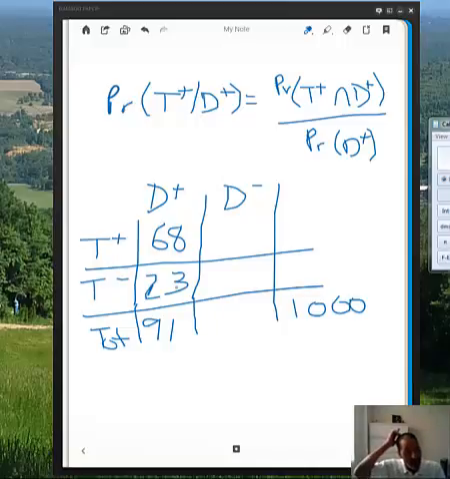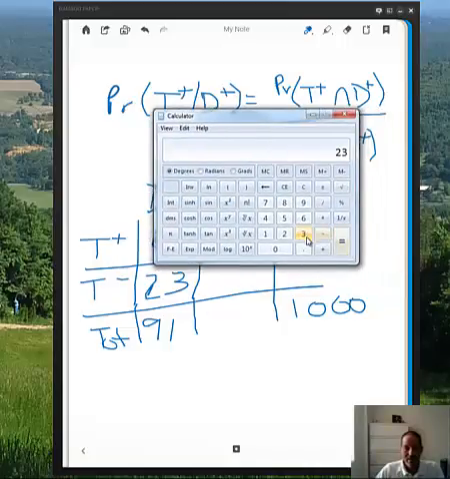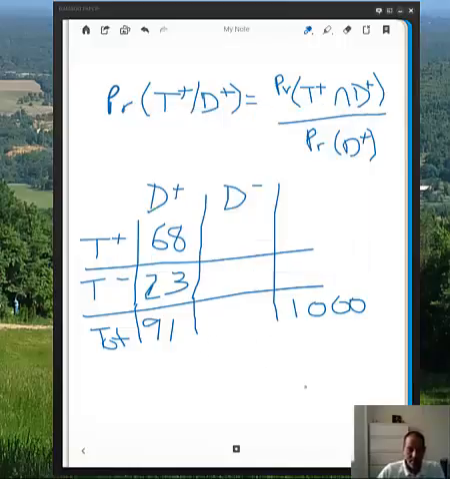Now, if 91 individuals have the disease out of 1,000, then we just subtract 91 from 1,000 to get the ones who don't have the disease. So 1,000 minus 91 equals 909. So we can fit 909 in here. This is the way you use the information to complete the contingency table. So 909 individuals don't have the disease.